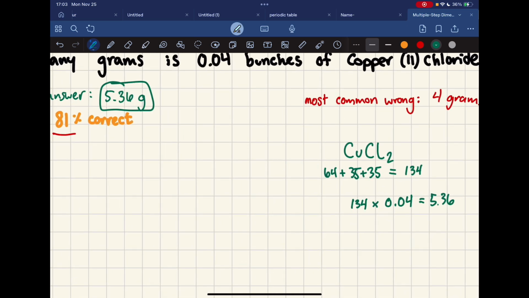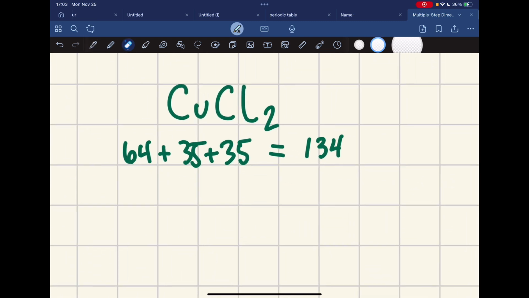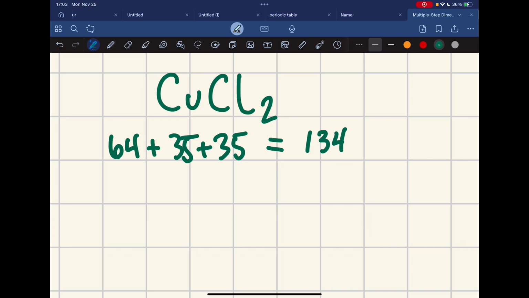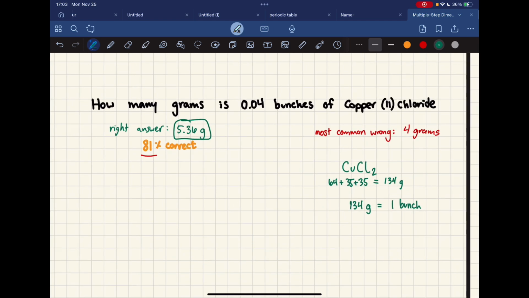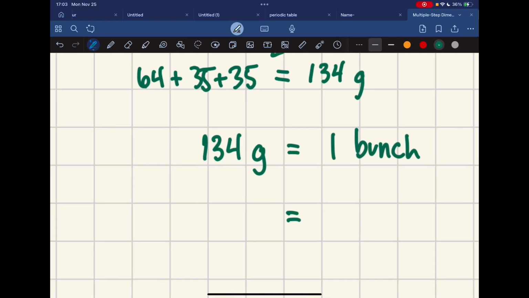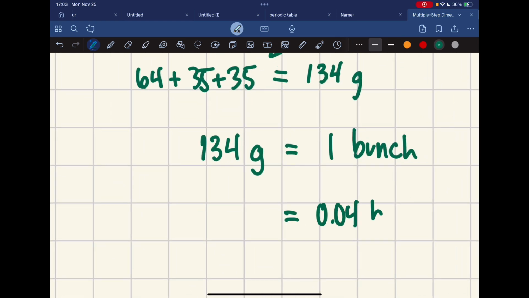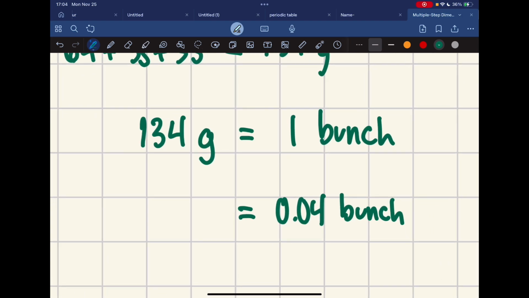If you're not seeing why I should multiply by 0.04, let me show you. Of course, CuCl2, hopefully you can understand how I got this far. And of course, this is the mass of one bunch. 134 grams equals one bunch. And my question is asking how many grams is 0.04 bunches, not one bunch, but 0.04 bunches. And I want to know, how do I scale down from one bunch to 0.04?